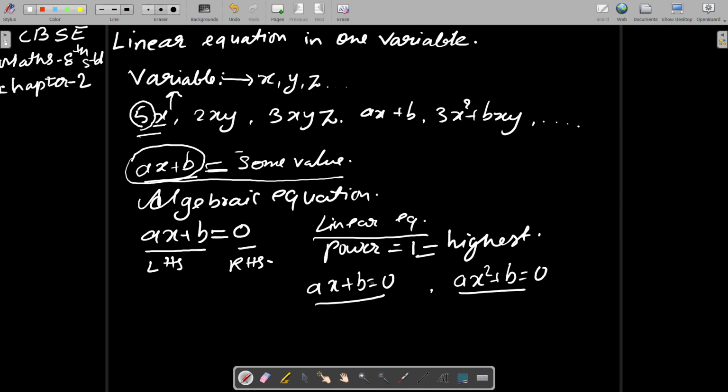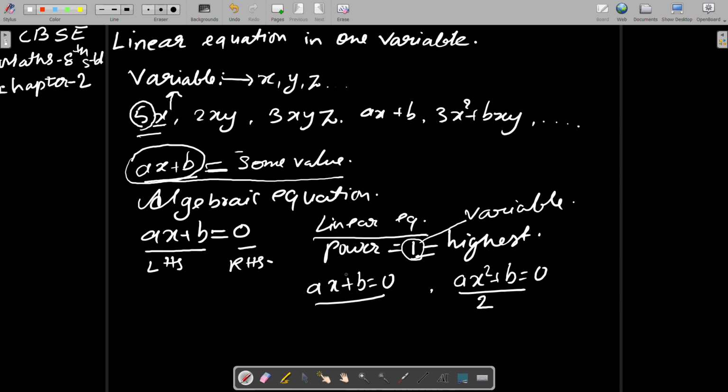Now here, ax plus b is equal to 0. In a linear equation, the highest power will always be equal to 1, and this power is associated with your variable. In this equation, x is a variable, and here x square is the variable. So the power of x here is 2 and the power of x here is 1. If nothing is denoted, it means it is 1. Other than 1, if it is 0, then we have to mention it. If it is minus 1, we have to mention it. If it is 2, 3, 4, we have to mention it.